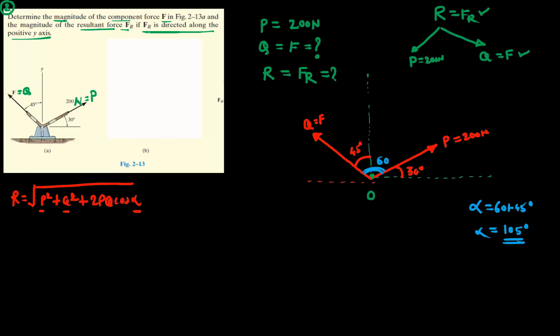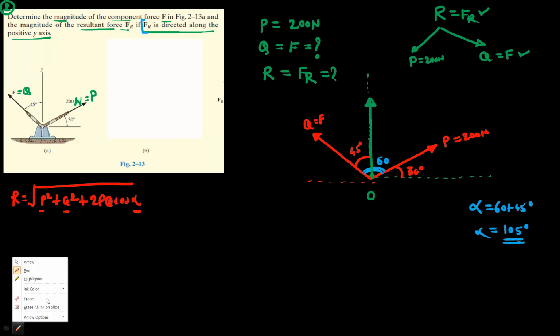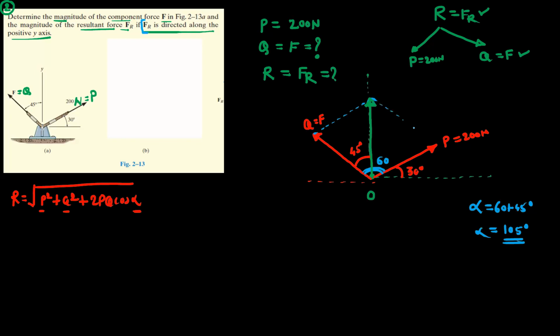Now what is the condition given? The FR, that means the resultant, is directed along the positive y-axis. That means in the problem, the direction of the resultant is directly given. So if you find the resultant of these two forces, the resultant will be directed exactly in the positive y direction. As per the law of parallelogram, if I construct the parallelogram, draw a line parallel to force P and draw a second line parallel to force Q. So this is how the parallelogram will look, and this is the resultant R.